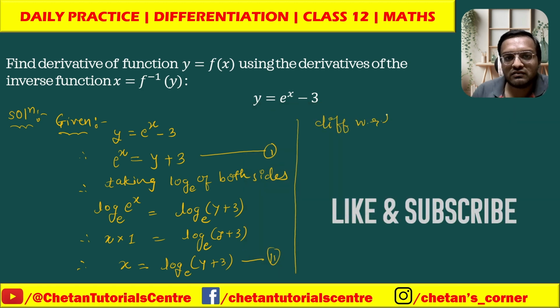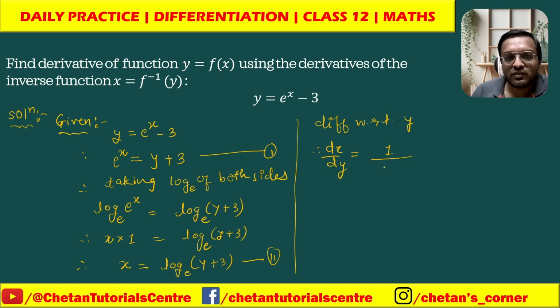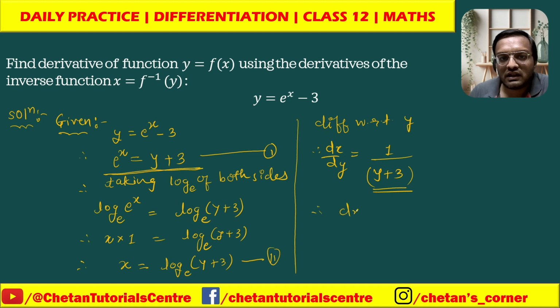Differentiate equation 2 with respect to y. And what I will get? Dx by dy is equal to 1 upon y plus 3. Now I have got this 1 upon y plus 3. Now here you can see that I have y plus 3, and from equation 1, so dx by dy is equal to 1 upon e raised to x. In this way, we got the value of dx by dy.